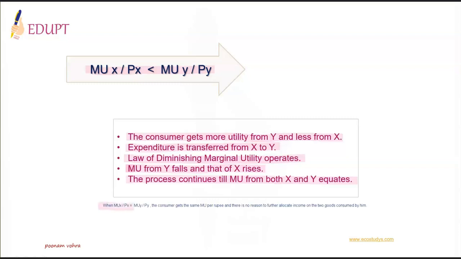When both the ratios are equal, then the consumer gets the same marginal utility per rupee and he has no reason to further allocate his income on the two goods he consumes.